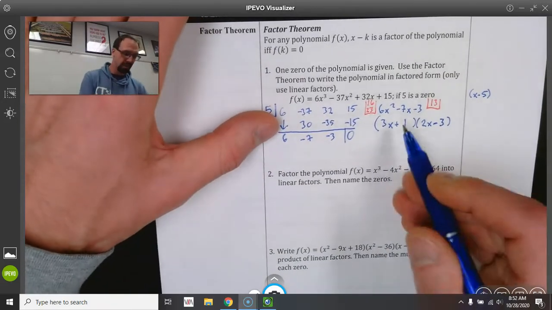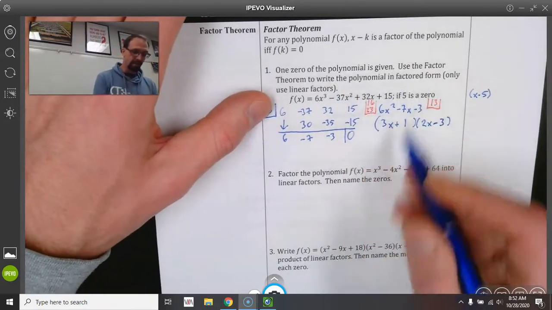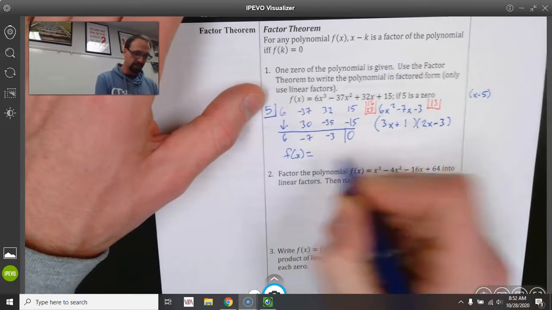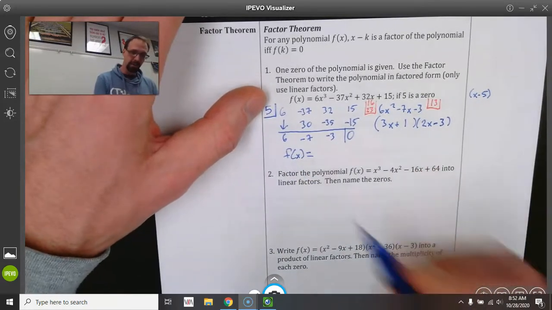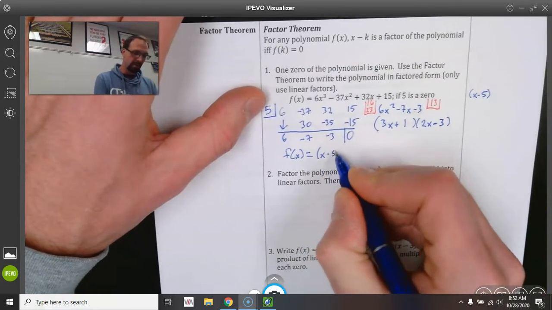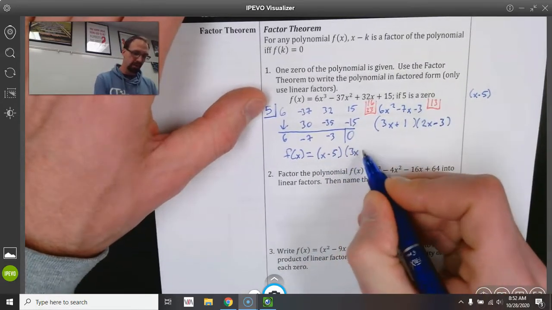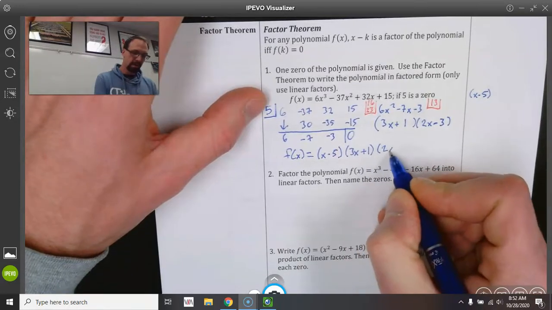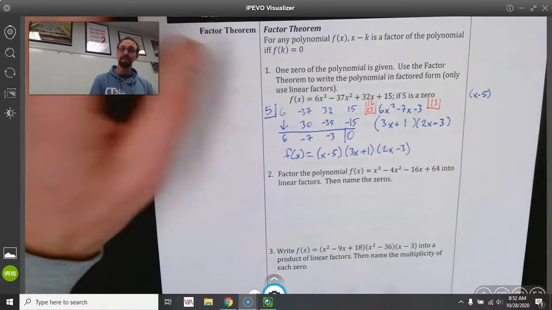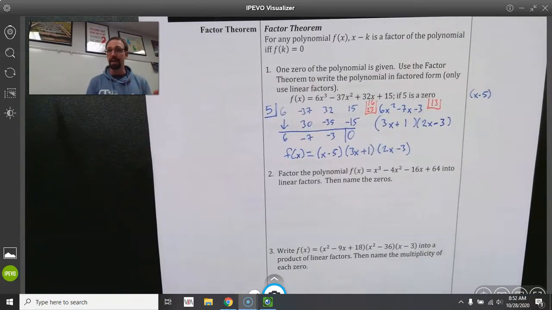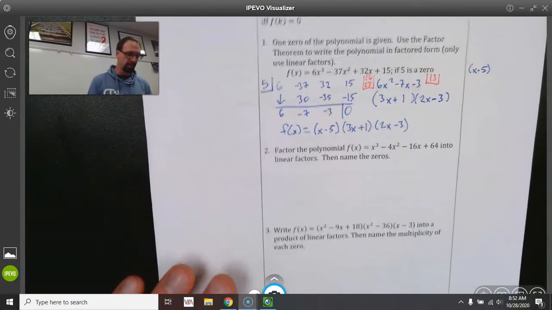There's my work. So to write the polynomial in factored form, f of x is equal to, don't forget the x minus 5. A lot of students will forget that. Remember, we got that x minus 5 because 5 was a 0. Then the other ones are 3x plus 1, 2x minus 3. That means the zeros for this one, if I set each of these equal to 0 and then solve, that would give me my zeros for it as well.